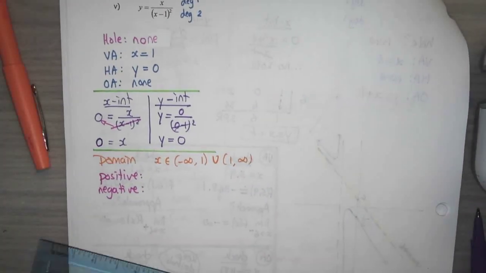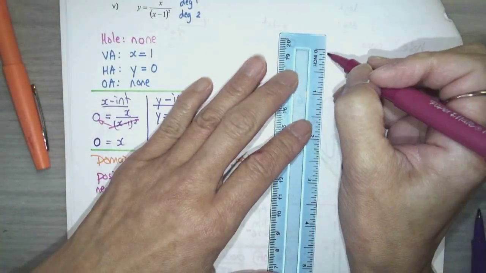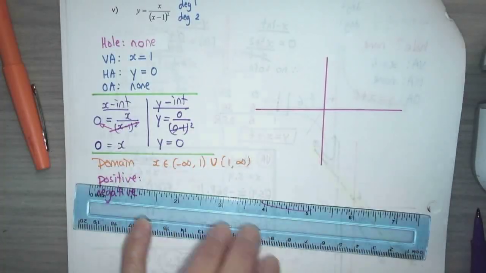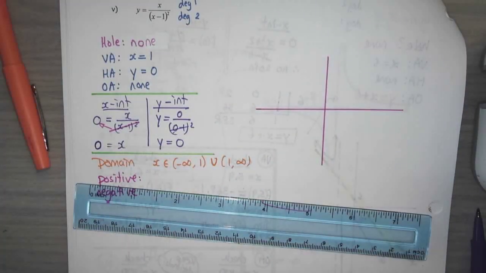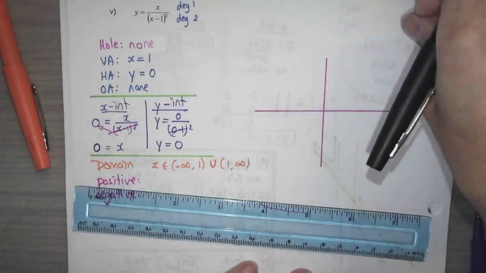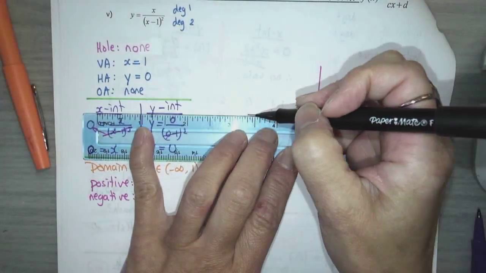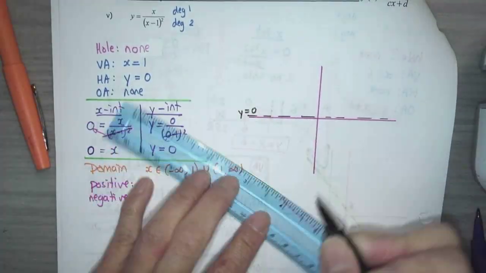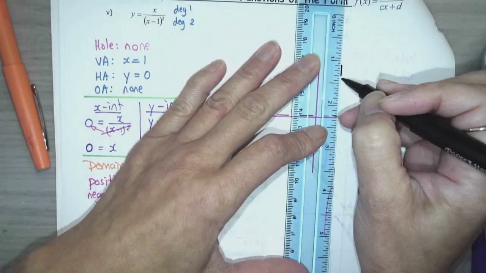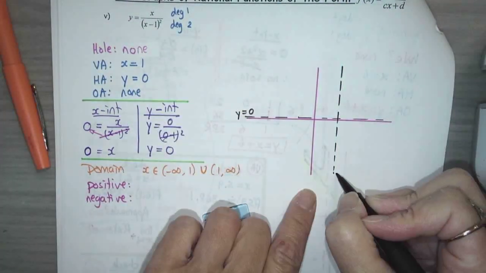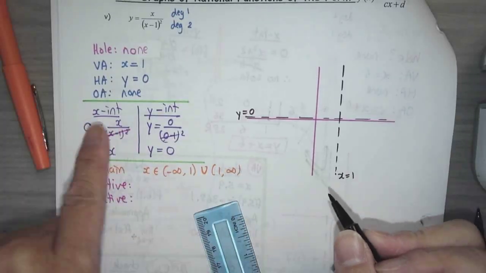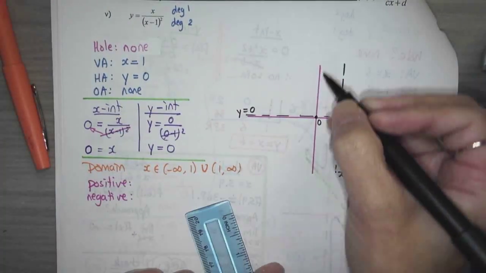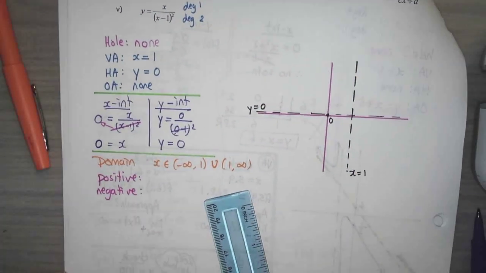If you're doing the graph anyway, sometimes it's easier to get that information from the graph. So I'm going to draw what I have so far, just so I can see what I have right here. What I have so far is a horizontal asymptote at y equals 0. Draw and label. A vertical asymptote at x equals 1. And there's an intercept here at x equals 0, y equals 0.